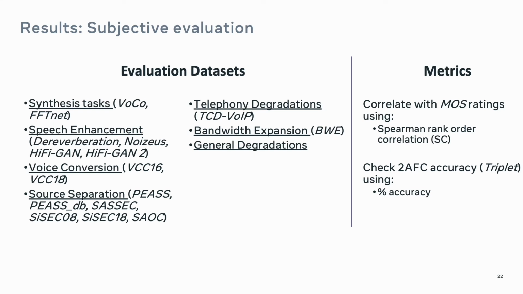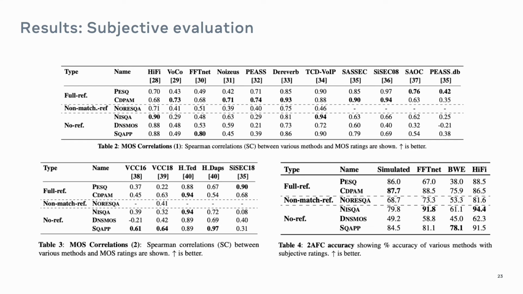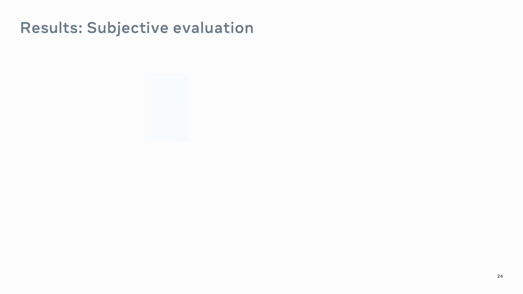And in datasets where we have the triplet scores, we try to calculate percentage accuracy of how accurate our metric is with respect to human evaluations. Here we show the MOS correlations and the triplet accuracies on the evaluation datasets. For more details, please refer to the paper, but here I'll only briefly discuss a few interesting observations.